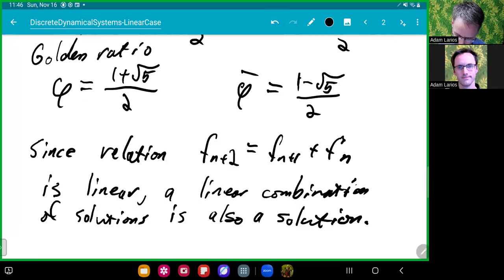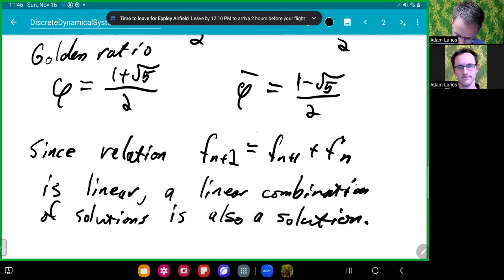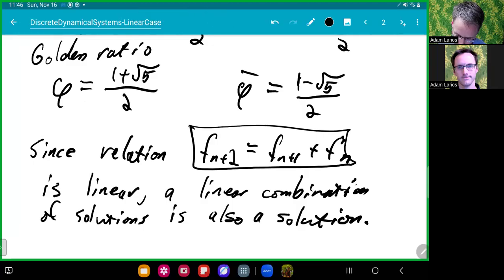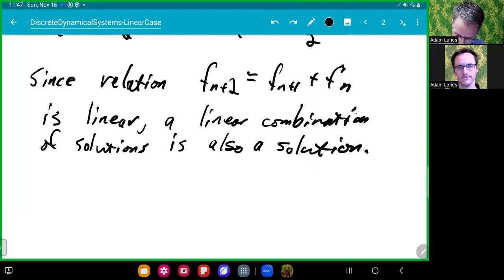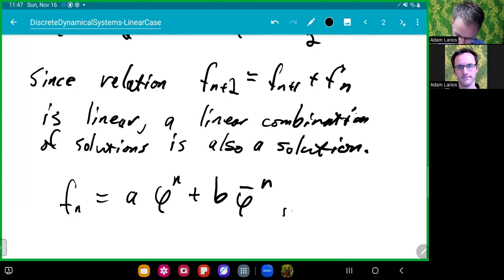So notice we're not saying at this point that we've satisfied the initial data. We're only trying to satisfy the recurrence relation at this stage. So our general guess for Fn, well, lambda to the n was our guess, but we found out that lambda could be phi. So phi to the n will, if you plug it in here, work. You can double check that. But so will phi bar to the n. And any linear combination of these will also work, where a and b are to be determined.